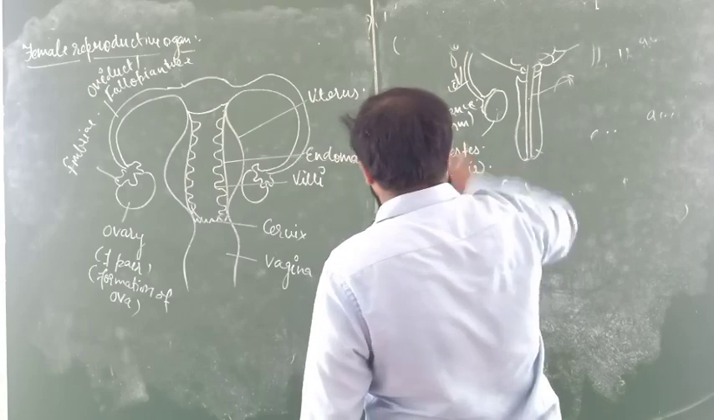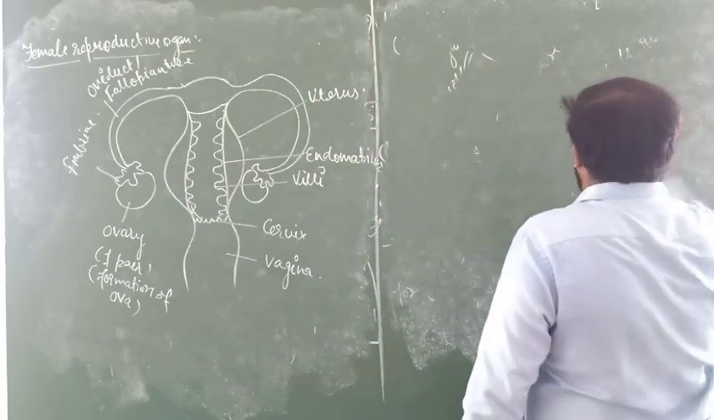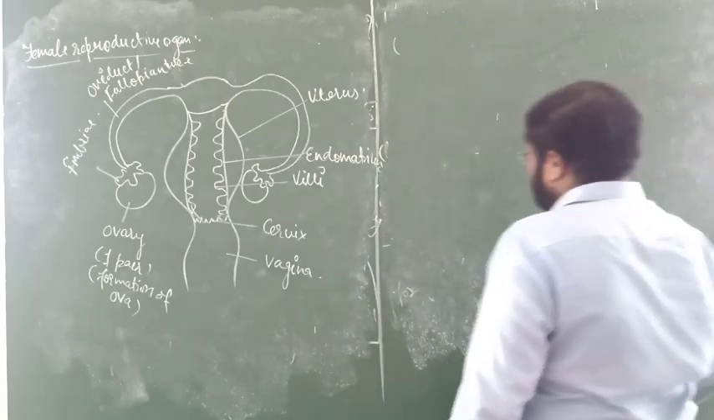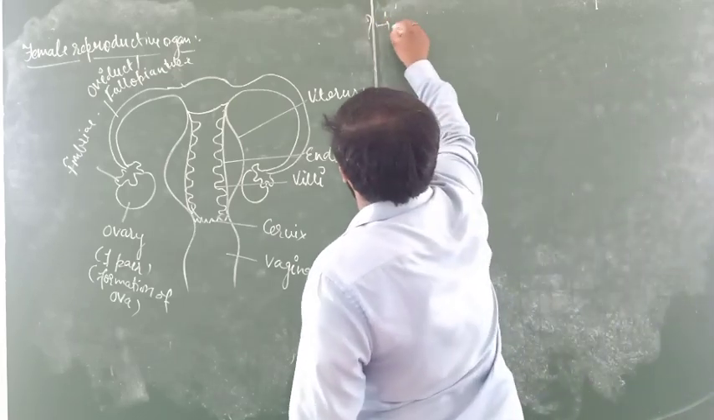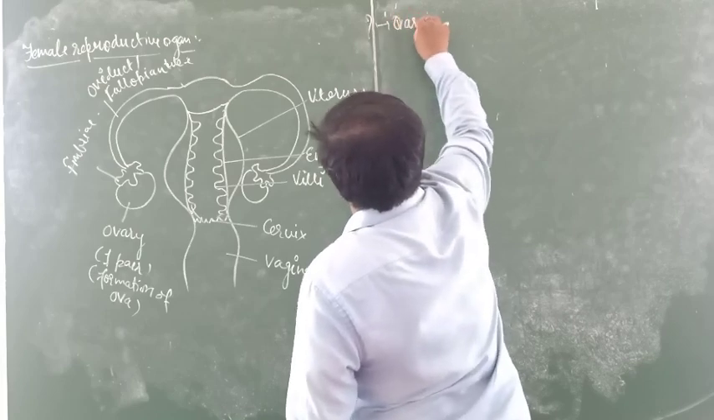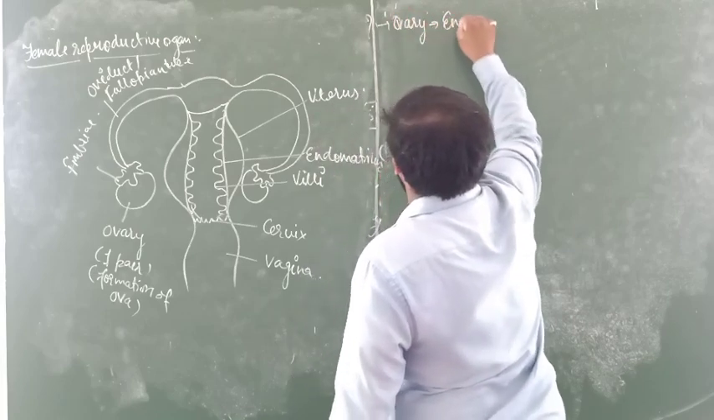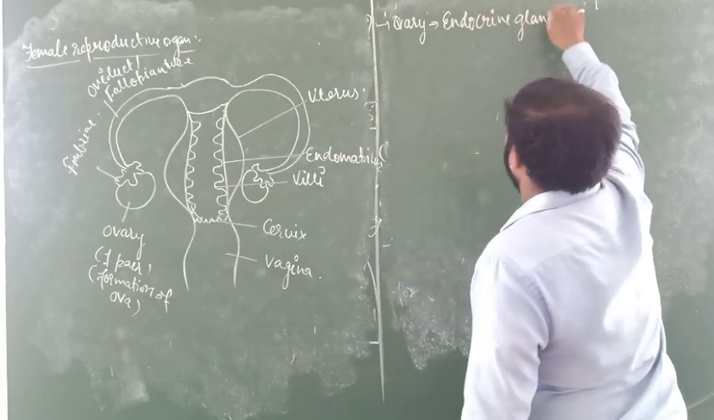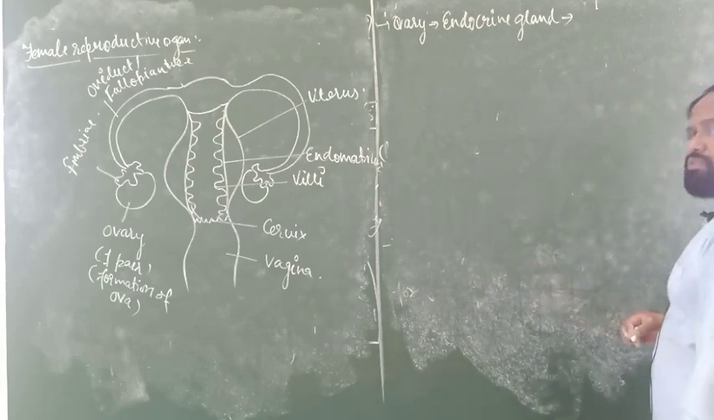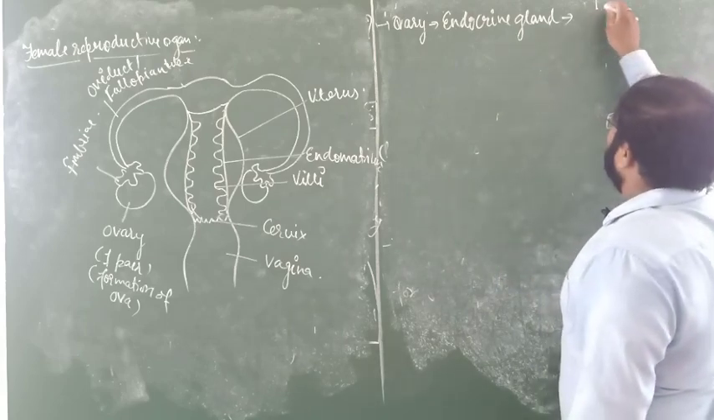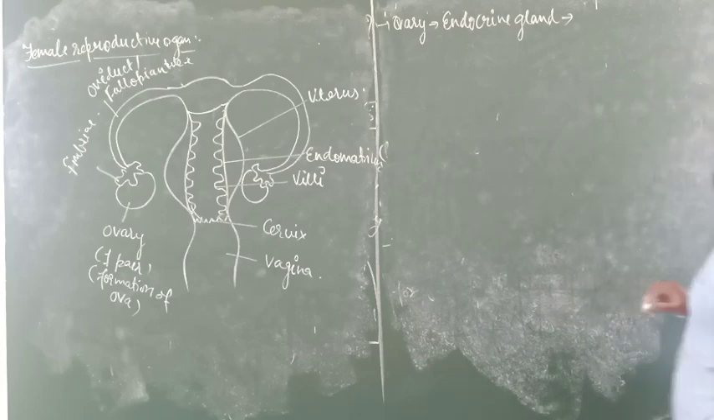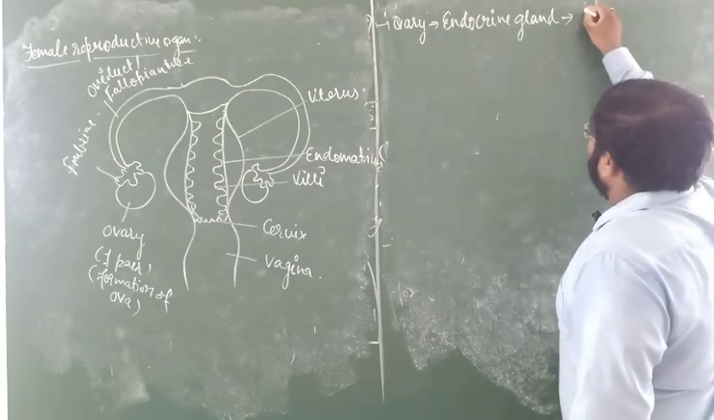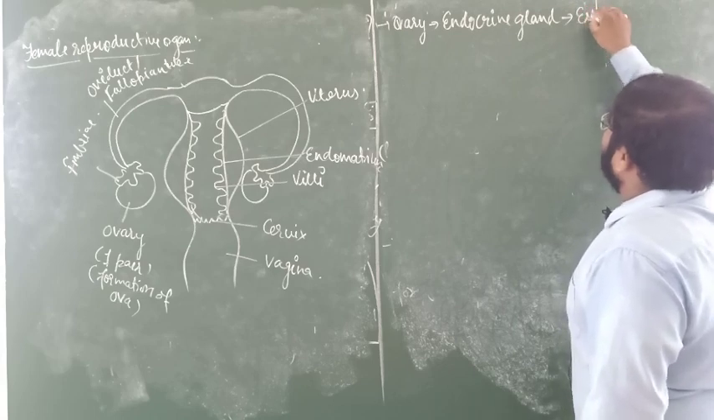Now the ovary. Ovary is an endocrine gland which releases hormones, not one hormone, but two hormones. Okay, the first one is called estrogen.